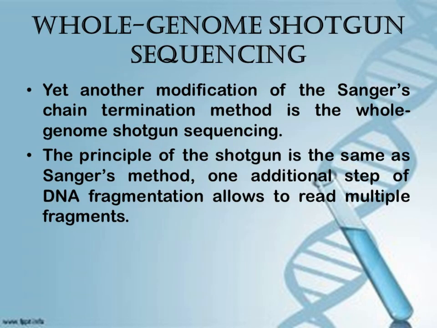Now the next method is the whole genome shotgun sequencing method. Yet another modification of Sanger's chain termination method is the whole genome shotgun sequencing method. The principle of the shotgun is the same as Sanger's method, once again, similar principle, but one additional step of DNA fragmentation allows to read multiple fragments here.